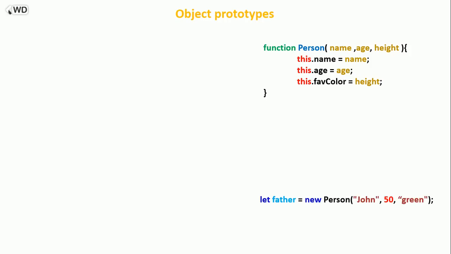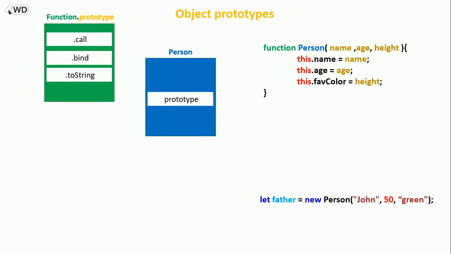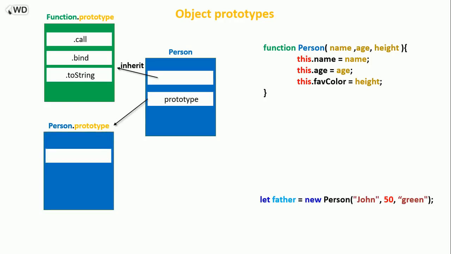Let's just talk about the Function.prototype. The Function.prototype has these methods. Now the Person here has its own prototype, and also it inherits all the other methods and properties from the Function.prototype. The Person.prototype is empty. Now to add methods and properties to the Person.prototype, we say Person.prototype, for example, .getName. .getName is a method we add to the prototype. So the Person.prototype here will have this method .getName.